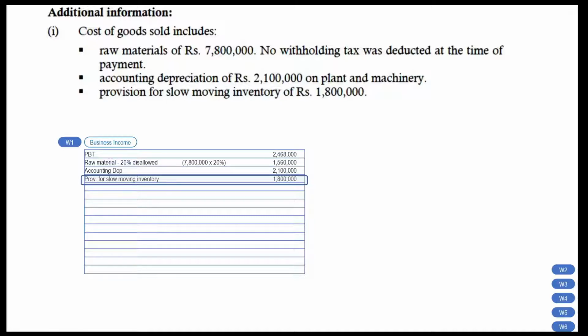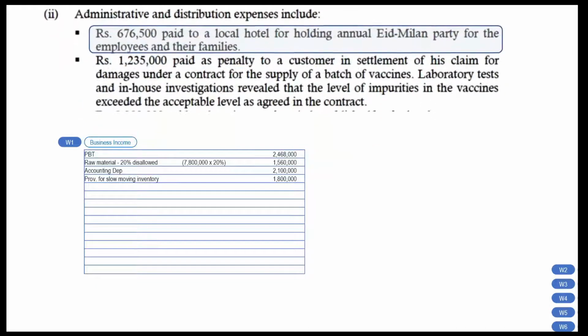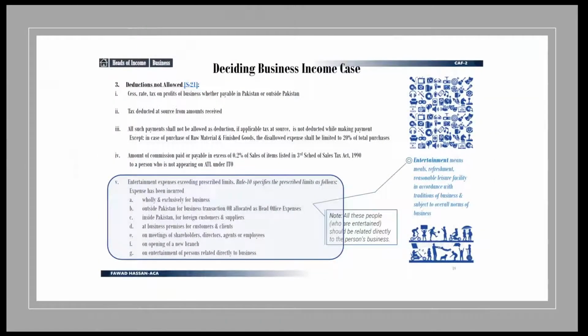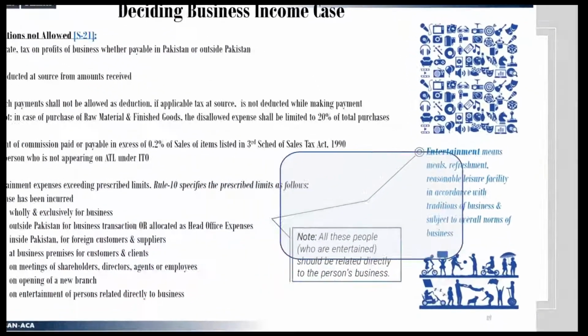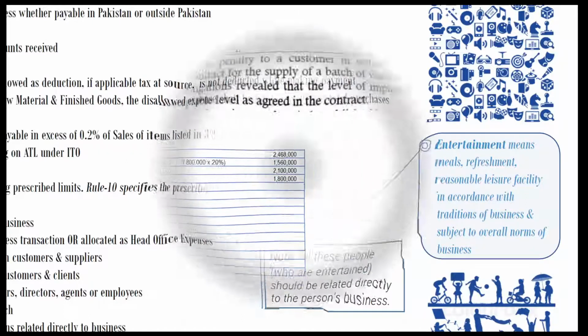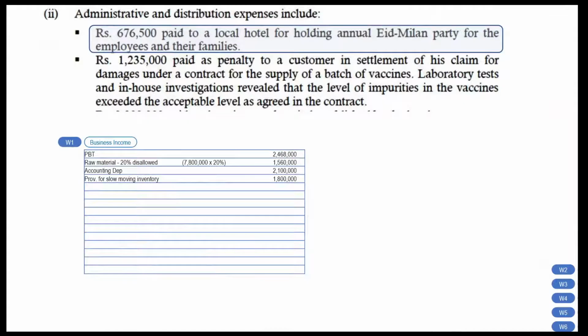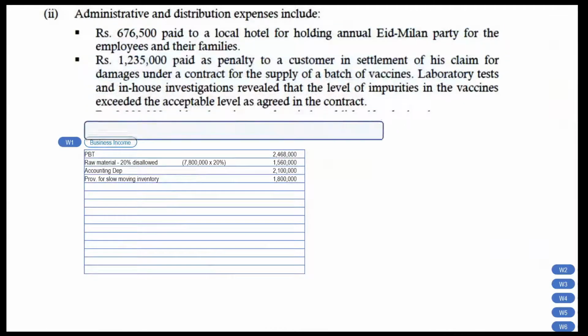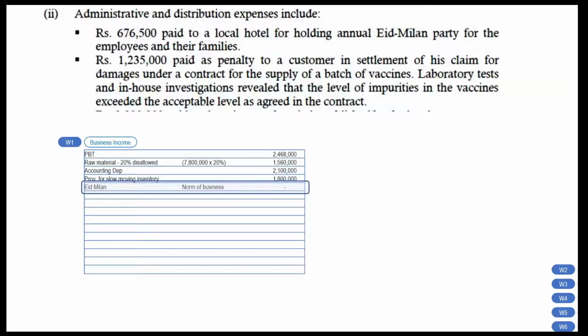Next information is about Eid party. This is an entertainment expense. Recall notes slide for section 21. An entertainment expense is allowed if it is in accordance with traditions of business and subject to overall norms of business. The question is silent about this fact, that whether this party is a norm of business or not. So we will take our assumption in favor of taxpayer. Refer back to your solution. The expense is in accordance with norms of business, hence will be allowed as expense under tax law. No adjustment of profit is required in this case.